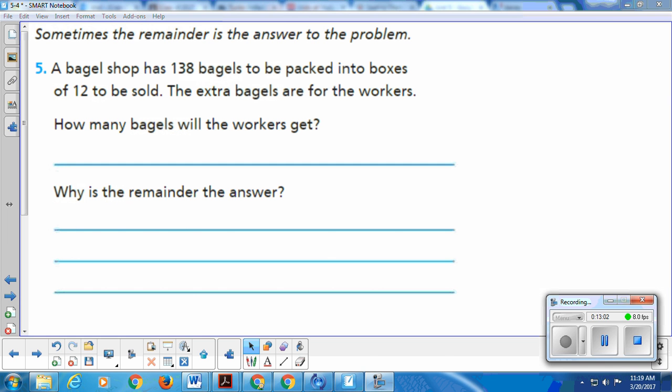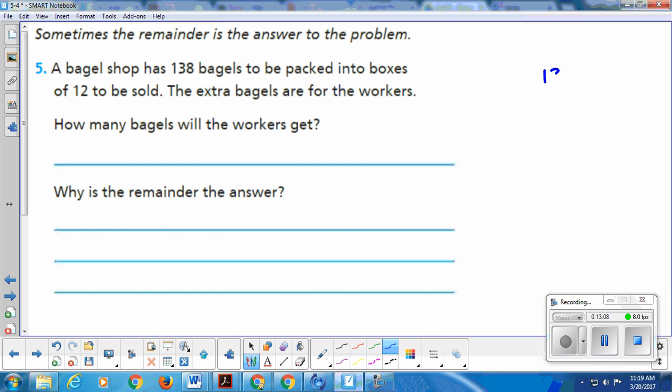So a bagel shop has 138 bagels to be packed into boxes. So here's 138 bagels. We have to put them into boxes of 12. So this is going to be our number of boxes, right? The extra bagels are for the workers. How many bagels will the workers get? Extra bagels are for the workers. So sometimes our remainder is the answer. You just have to be aware of it.